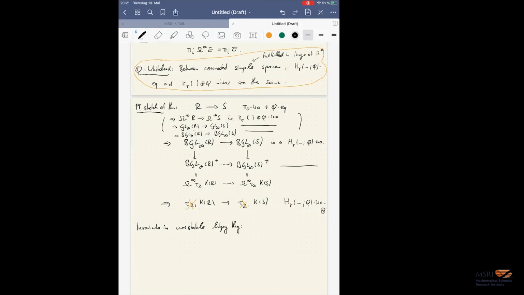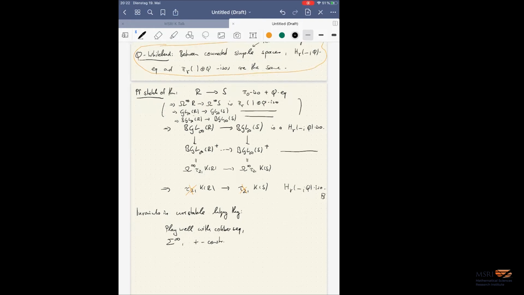So there are invariants which play well with cofiber sequences, with suspension spectra, and also with the plus construction. And this is, say, homology, and to be consistent with above, rational homology. So this would be one part here.